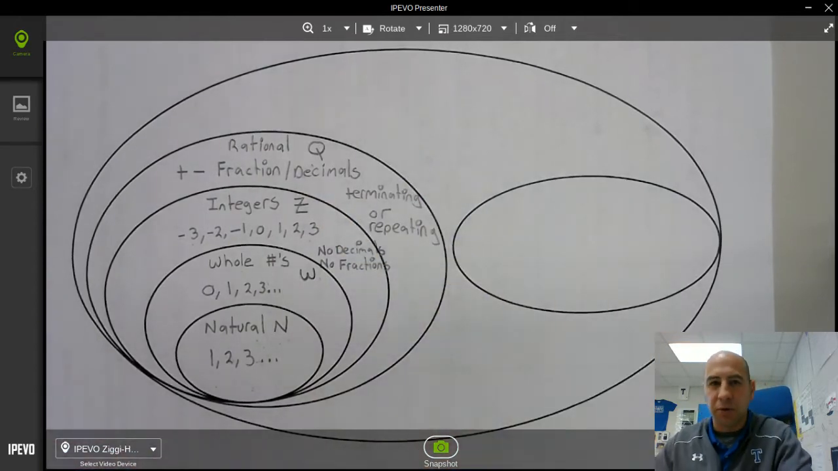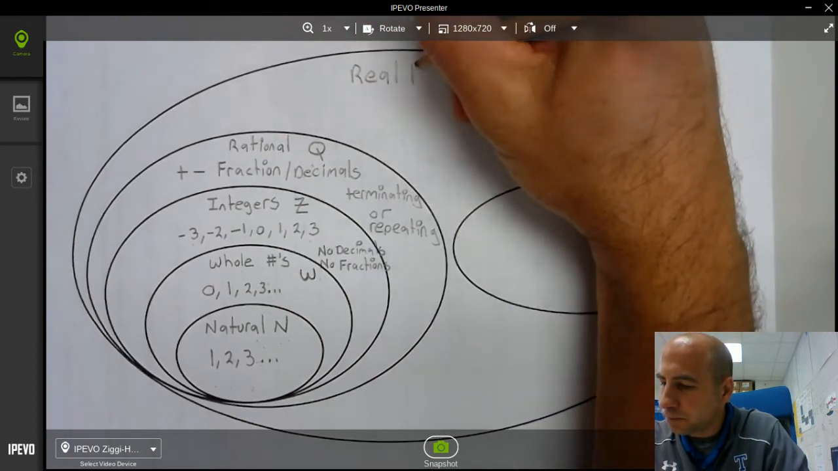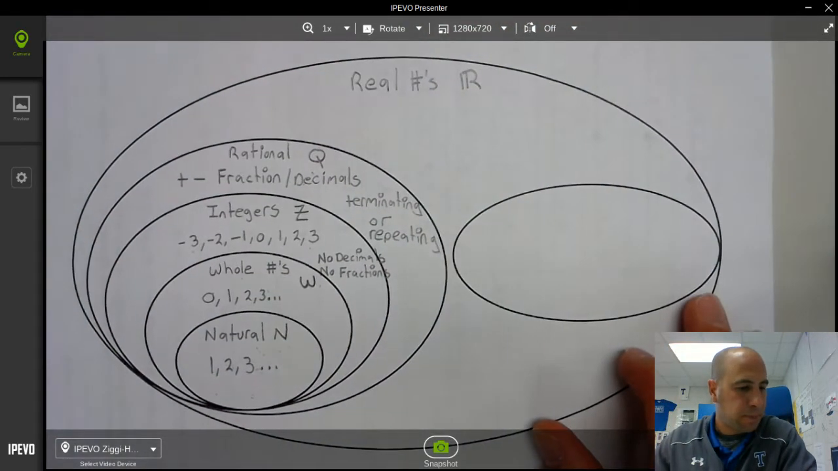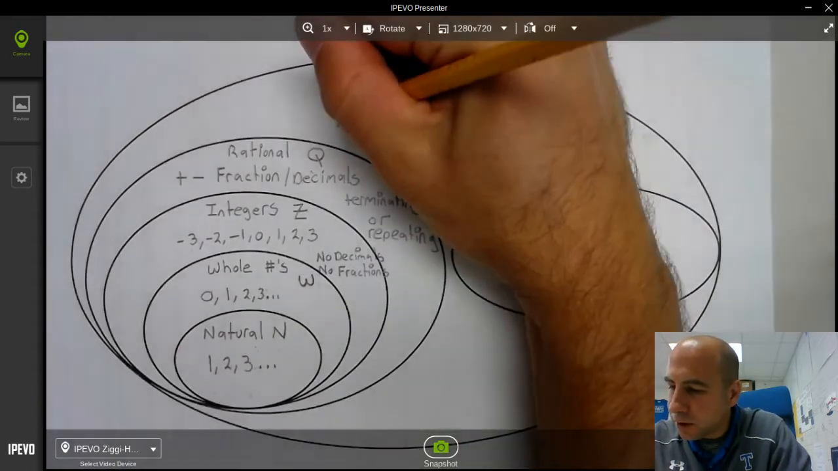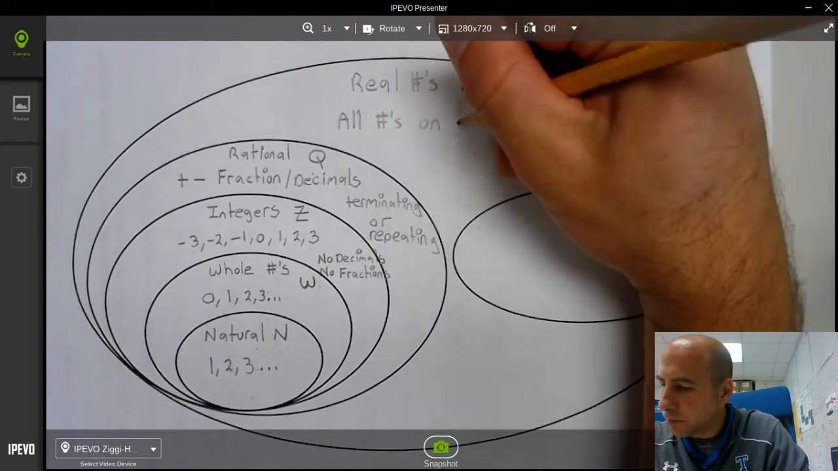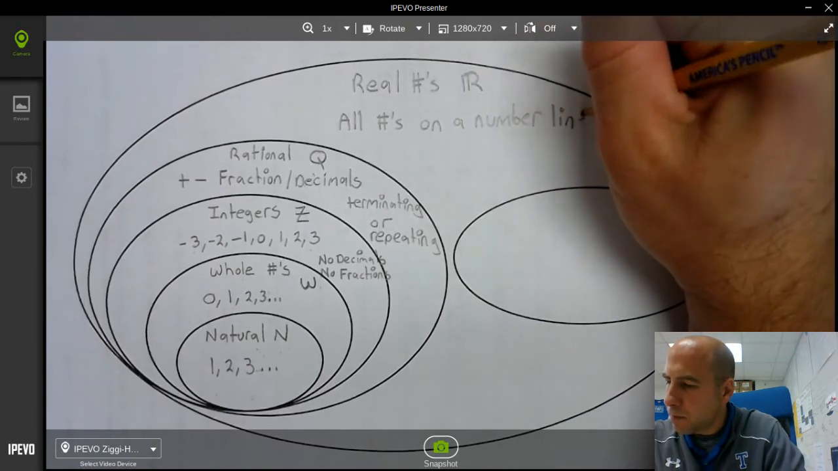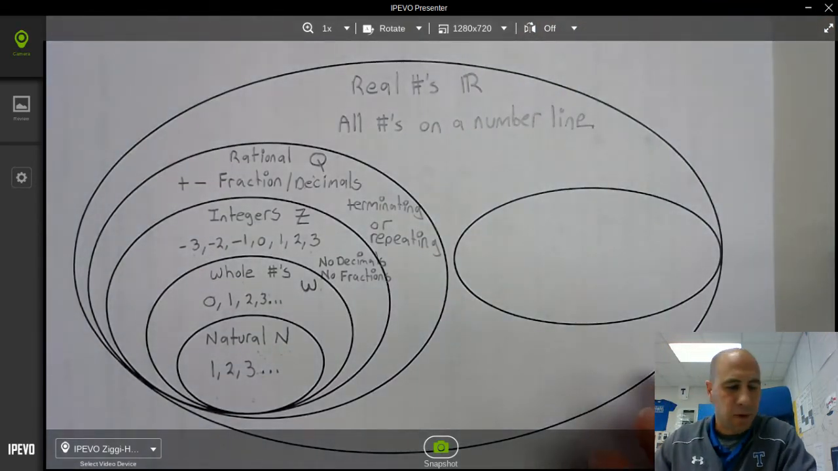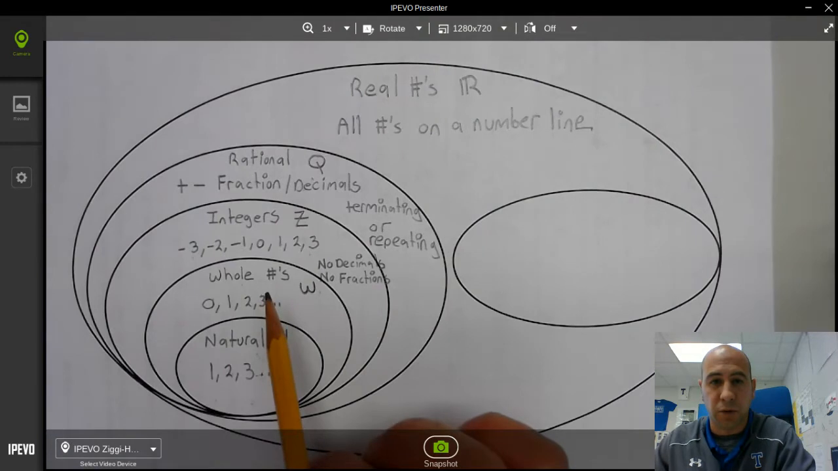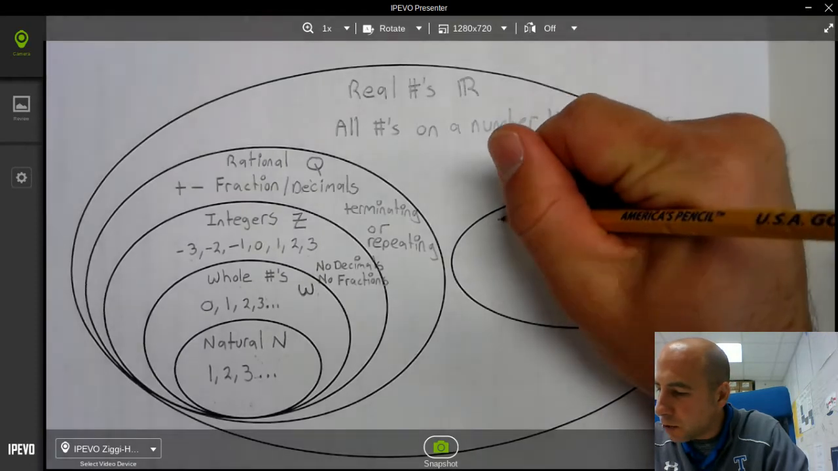All right, and all these numbers are included in the world which we call real numbers, noted as a double-struck R. Real numbers are basically all numbers on a number line. Now you'll notice that, in essence, this is almost every number in the entire world. But you'll notice that there's a circle here that's separate, and we call those irrational numbers.